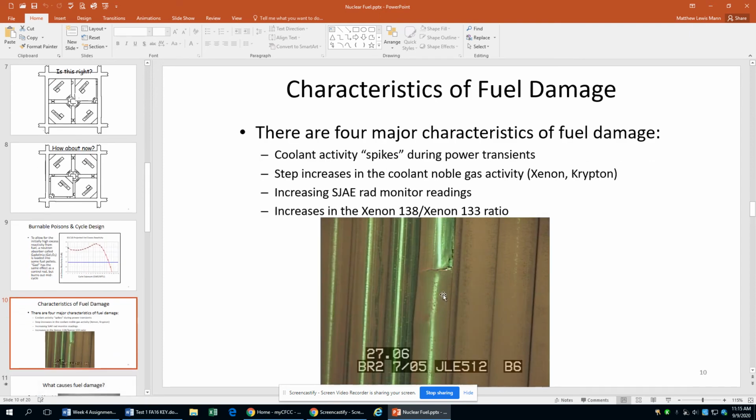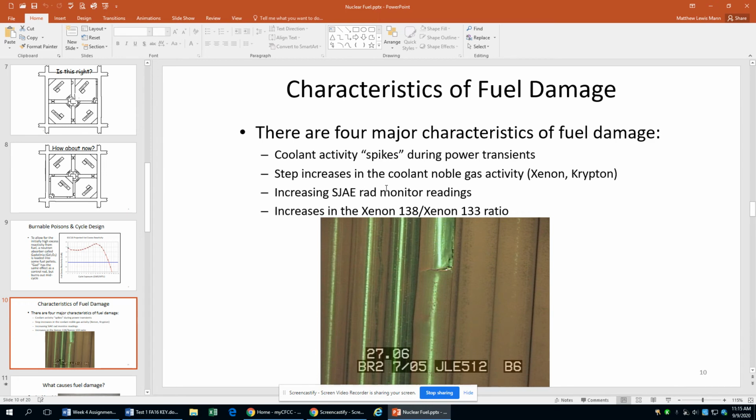You can see here a little bit of fuel damage. This is a big deal because the radioactivity is going to leak out of this thing now, and it's going to end up all over the plant and cause problems for everybody. So the coolant radioactivity is going to spike, especially if we're changing power. We're going to have a lot more noble gases everywhere, xenon and krypton, which are very hard to do anything with and can be radioactive.